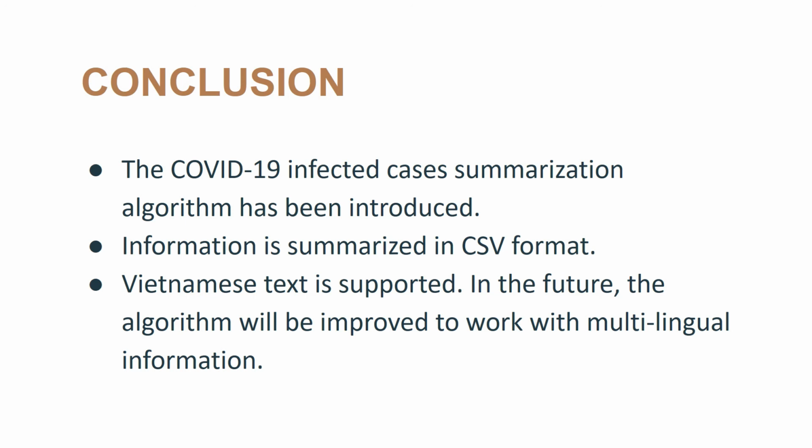The information of the infected cases was successfully summarized as a table in CSV format, which contains patient ID, gender, age, address, and status. However, some wrong cases occurred due to incorrect age and location detection. The algorithm will be improved to work with multilingual information as well as correct the wrong cases by applying technologies such as text summarization, word segmentation, and word embedding in later research.